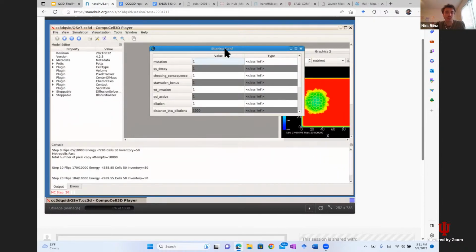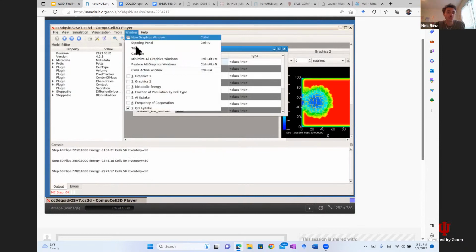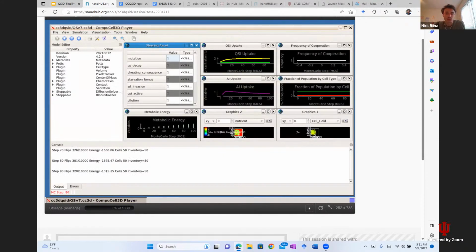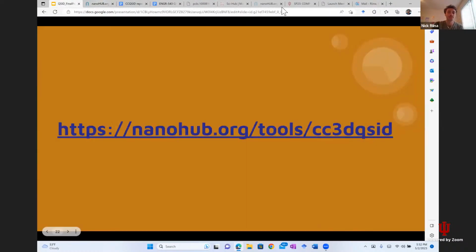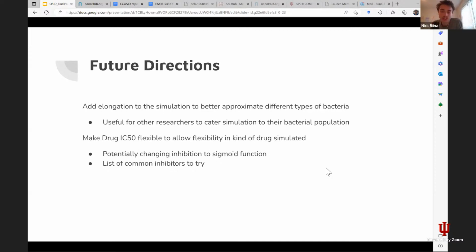We could also show, so we've implemented our steering window since last time. We'll do a quick tile: the autoinducer uptake, where we showed the dip earlier. Then we have the nutrient cell field, our cooperation frequency, the quorum sensing inhibitor uptake because it's turned on, and metabolic energy. So yes, that's our NanoHub. Here we also have our exercises in our NanoHub.